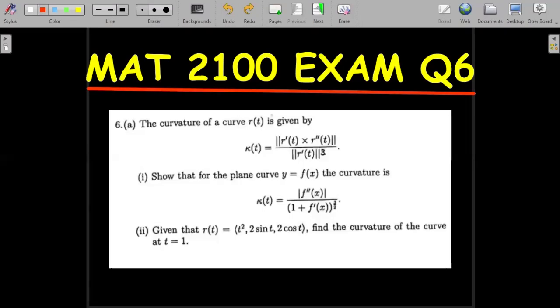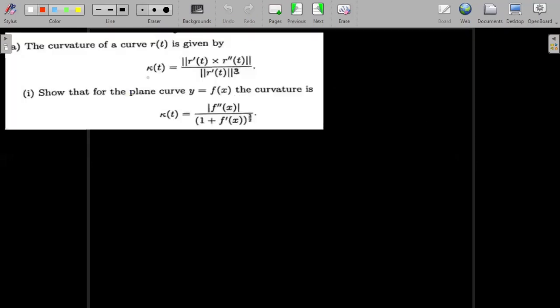All right, so we'll look at question 6. Look at question 6, and I will start from here. They're telling us that the curvature of a curve r(t) is given by this here, and they're saying show that for the plane curve y equal to f of x, the curvature is equal to whatever this is. So we must show that.